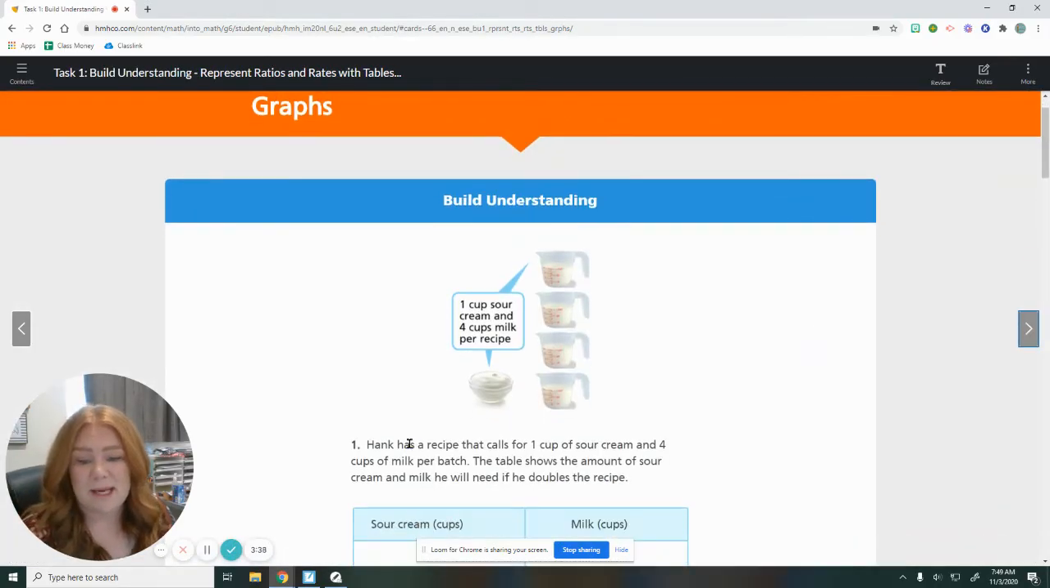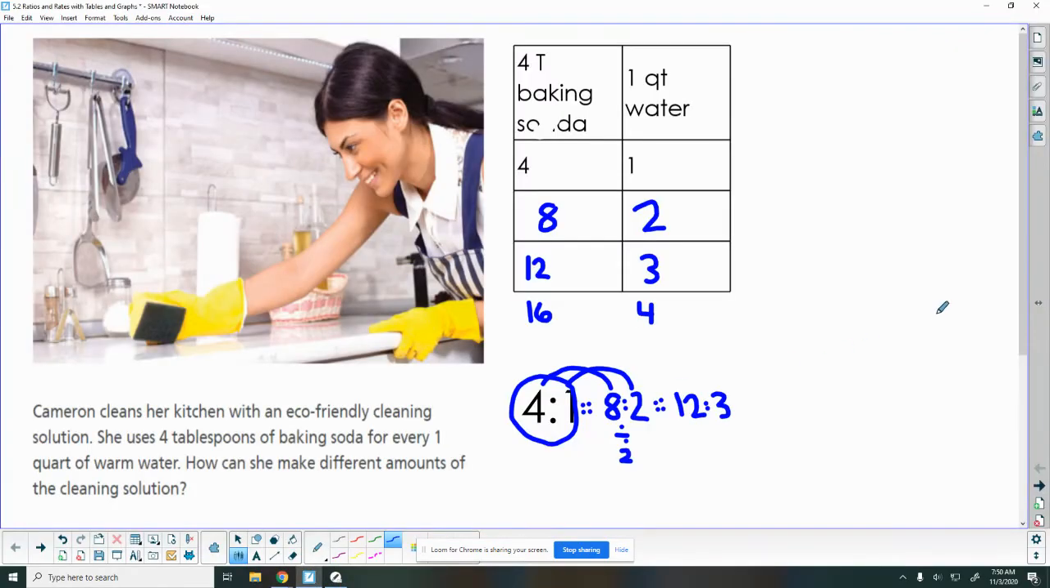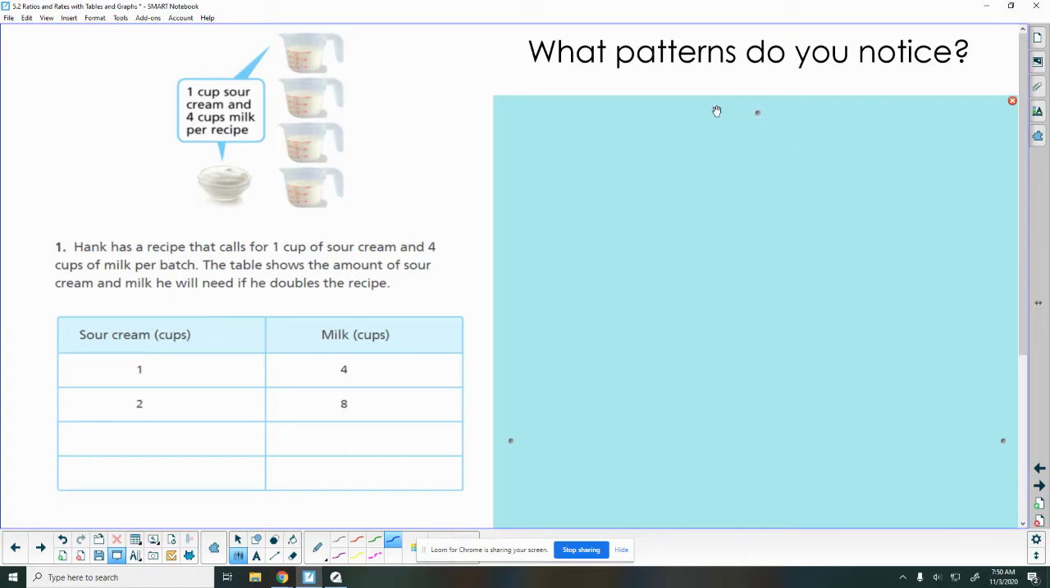So in task 1, it tells us that Hank has a recipe that calls for 1 cup of sour cream. So here's our 1 cup of sour cream and 4 cups of milk. So we can see those stacked. 1 sour cream, 4 cups of milk. So before we go on and answer these questions, I have a few questions first for you. So first, I want you to see what kind of patterns you notice. So go ahead and pause the video and look for any patterns in this chart here.